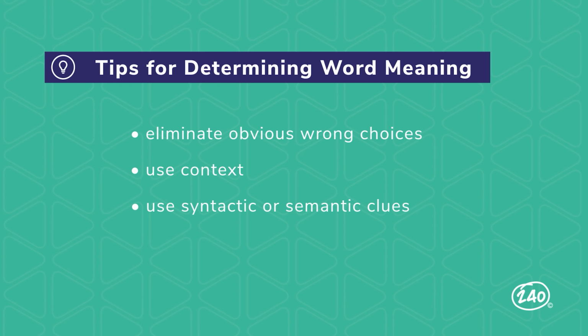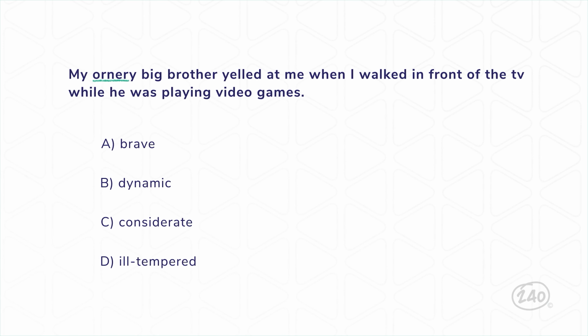Another strategy is to try to read the phrase of the passage and substitute in each answer choice you are provided. Which one makes the most sense? Let's try it out with the sentence we just saw. We already determined that ornery must mean something negative based on how it's used in the sentence. Let's substitute in our choices and see which one works the best.